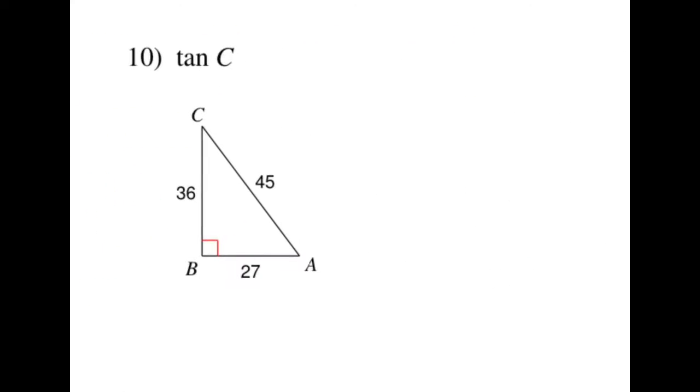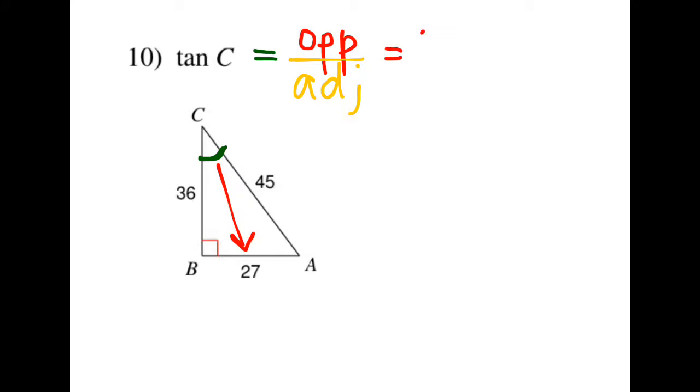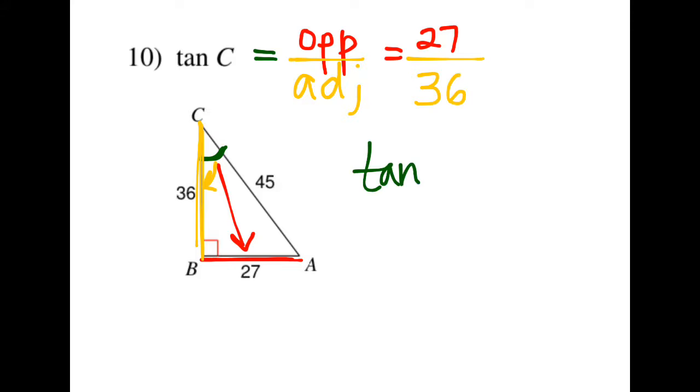And last but not least on this side, the tangent. Tangent is equal to the opposite over the adjacent. So here's my angle C. Opposite is across from it. That's this side right here. And I'm not going to use the hypotenuse this time. I'm going to use the adjacent side, which is right next to it. And I can definitely simplify that as well. So the tangent of C is going to be equal to 3/4.